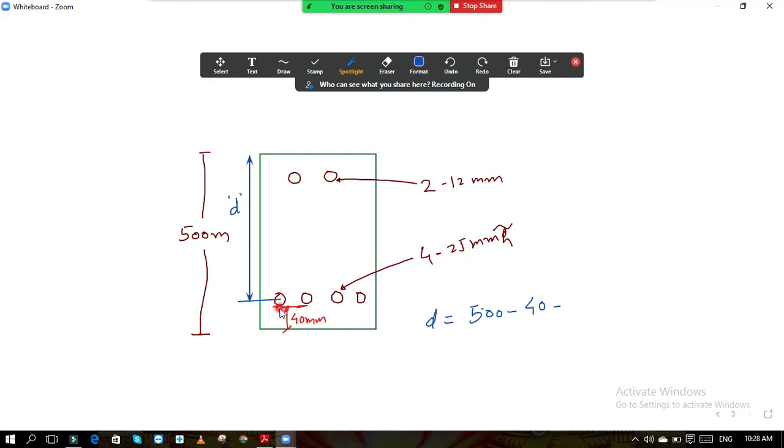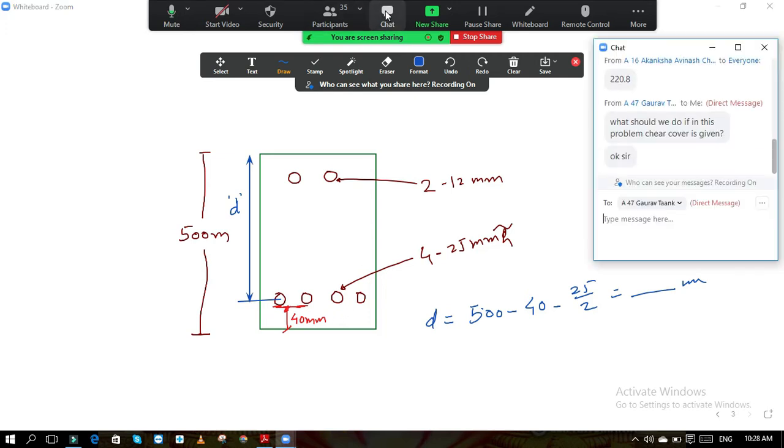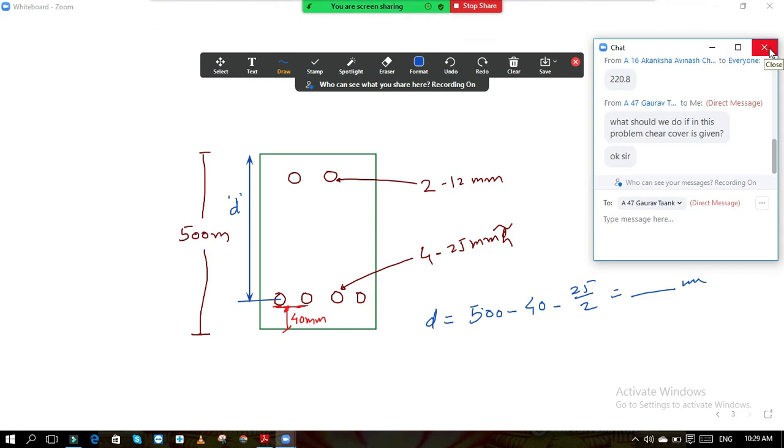So half of this bar diameter will cover this remaining distance. The distance between this red line and this blue line is 25 by 2. So it is minus 25 by 2. Whatever the answer is, that will be your effective depth. Is it clear now? This question was asked with clear cover given instead of effective cover. Okay, it is clear now. So please take a screenshot of this so that while studying you will recall the concepts.